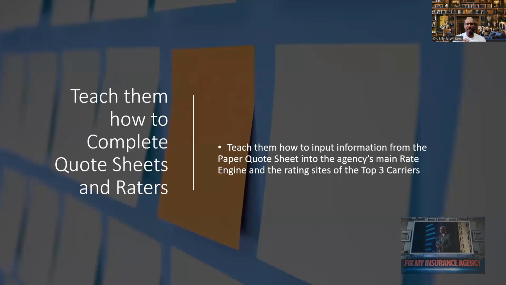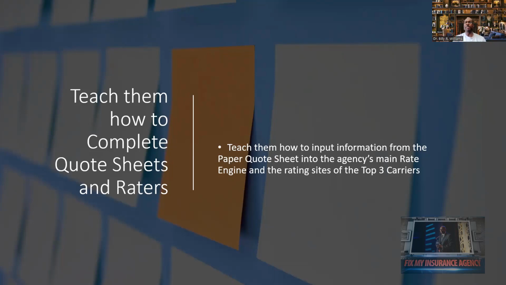Next, I'm going to teach them how to go out to our main rater, take the information from the quote sheet and put it into the main rater, whether that's PL Rater, EZLynx, whatever you're using, doesn't matter. We're going to teach them how to transfer that information into the quote, into the rater. Then I'm going to teach them how to take that same information from the paper quote sheet and go to the carrier website and quote on the top 3 carrier websites.